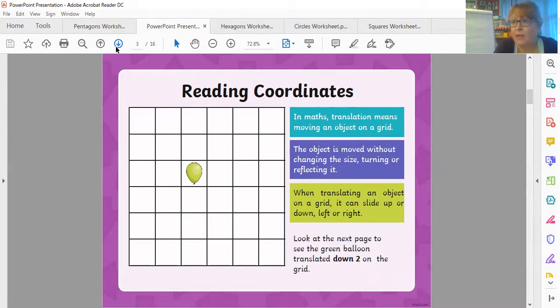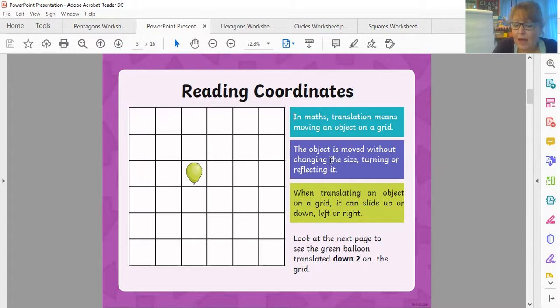So first of all, we're going to be looking at it in terms of just moving it on a grid. So you can see there that maths translation means moving an object on a grid, and we describe the journey it takes. So that's the translation. And translation is the journey the object takes to get from where it is now to where it goes to next. All right, so it can slide up or down, left or right. It doesn't go diagonally. We don't talk about diagonally. So it's going to go up, down, left or right. Okay, so you need to make sure that you understand those today.